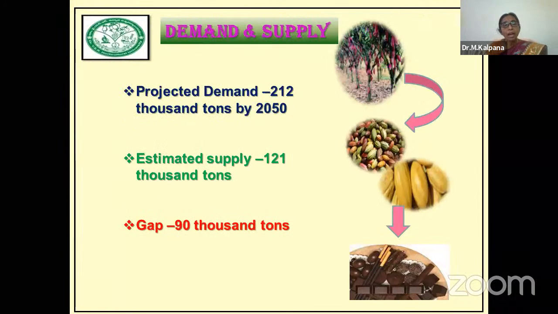Then coming to actual production technology, the demand for cocoa by 2050 is around 1,000 tons, but the estimated supply is only 121,000 tons. So there is a wide gap of 90,000 tons in the demand and the supply of cocoa. So how to increase this production following good agricultural practices?